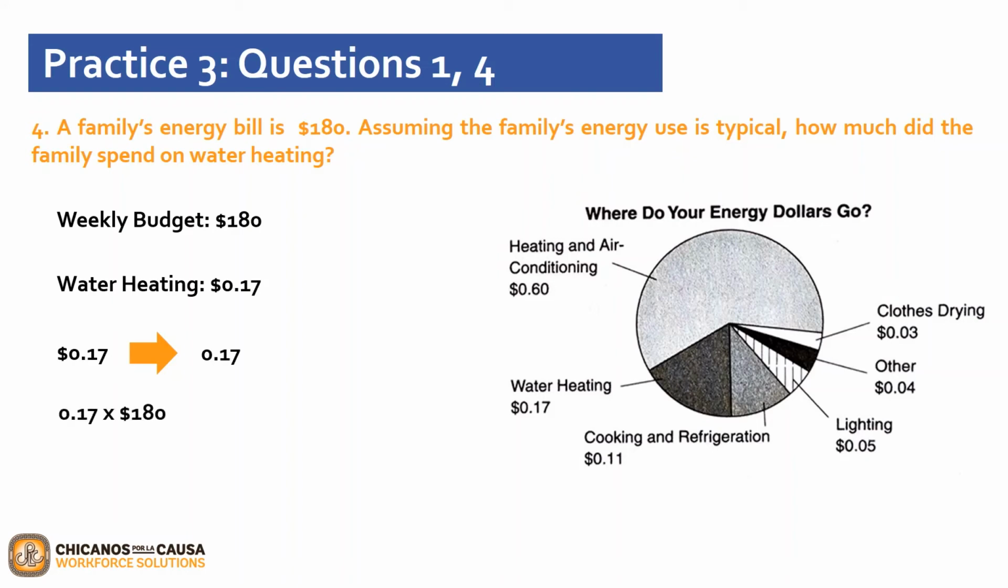Now, as we did before, in order to find the amount of something out of something that's already in existence, so 0.17 of $180, we use multiplication. So we're going to do the exact same thing here. We take 0.17 times 180, and that gives us $30.60. So $30.60 is how much of this family's energy bill is going towards water heating out of the total $180.